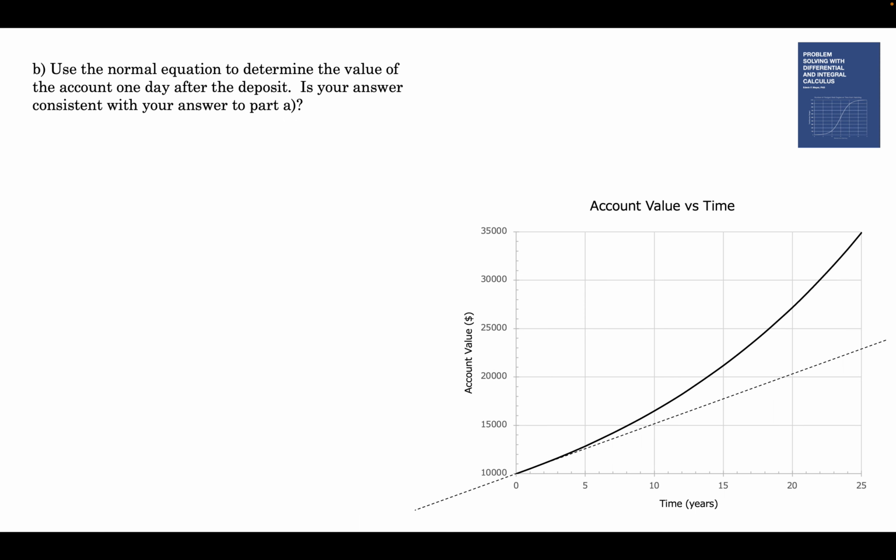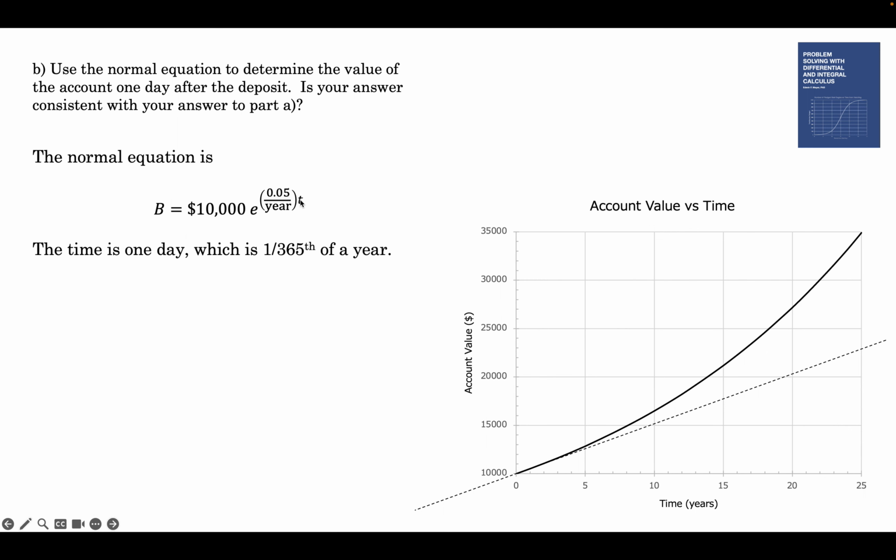Use the normal equation to determine the value of the account one day after deposit. The normal equation is, we just copied it down. Now we're going to stick in 1 day for t. Now we can't just stick in 1 because it's 0.05 per year. This has to be in units of years. 1 day is 1/365th of a year, forgetting about leap year. So B is this. The years cancel as they must because when you raise something to an exponent, the exponent can't have any units. It has to be a pure number.